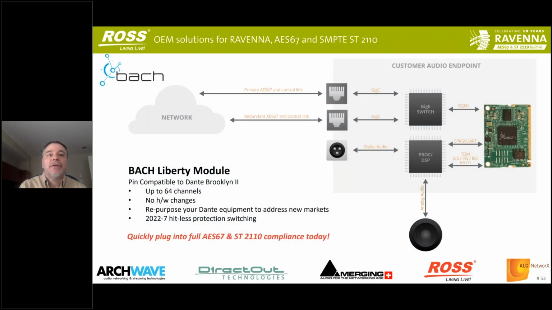64 channels, no hardware changes, pin compatible with Brooklyn 2. Ravenna, 2110, AES67, SAP, all built in, including 2022-7 redundancy. All integrated into the module, and it just works. There's one physical gig port, so a small Ethernet switch, we use Marvell, which is needed.